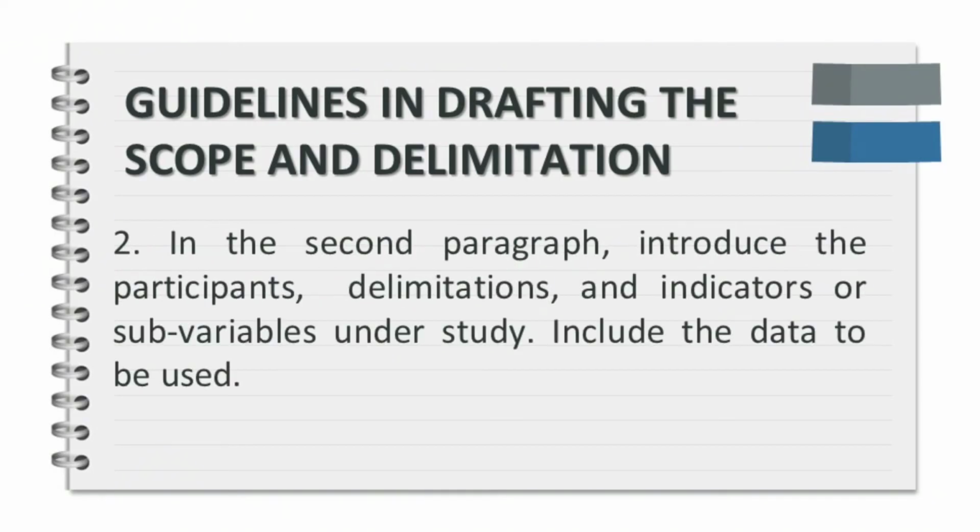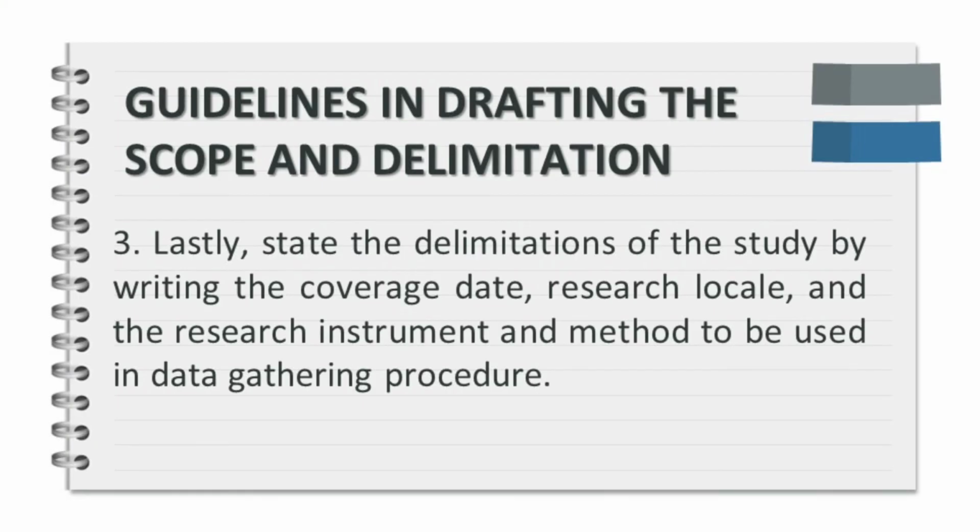In the second paragraph, we have to introduce the participants, the limitations, and indicators or sub-variables under study. We have to include as well the data to be used. Sa second paragraph, we have to include sino at ilan ang ating participants or respondents. We can now set the boundaries sa part na ito, specifically about sa ating mga variables, para mas maging narrow ang coverage natin. Lastly, in our last paragraph, we have to state the delimitations regarding the coverage date, research locale, and the research instrument and method to be used to gather data.